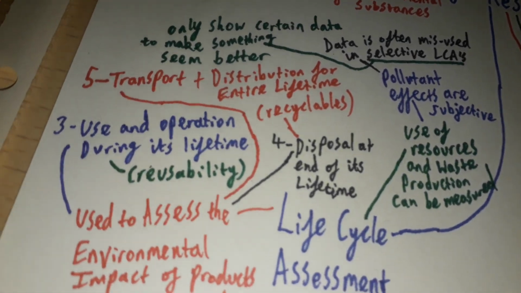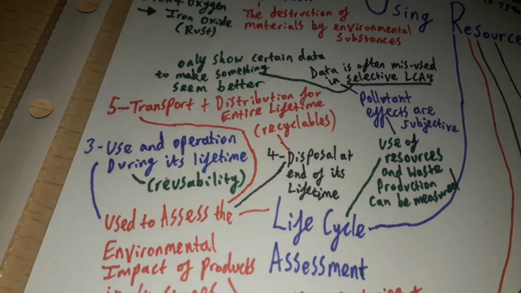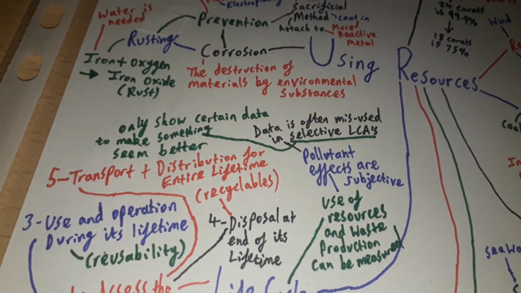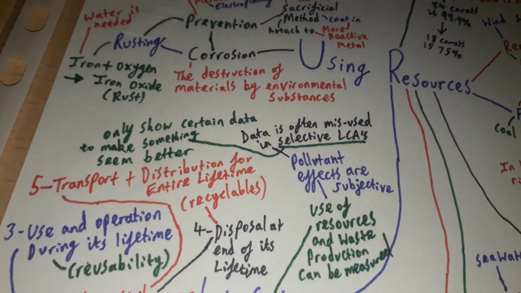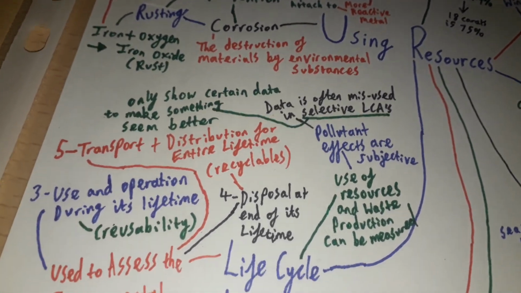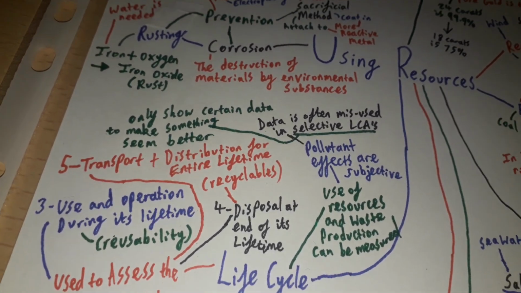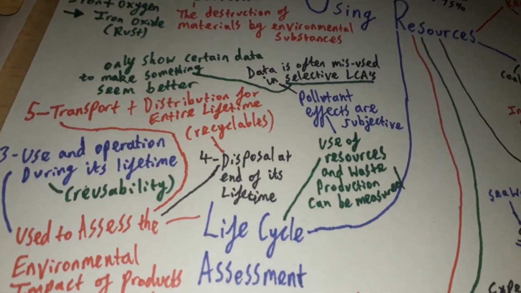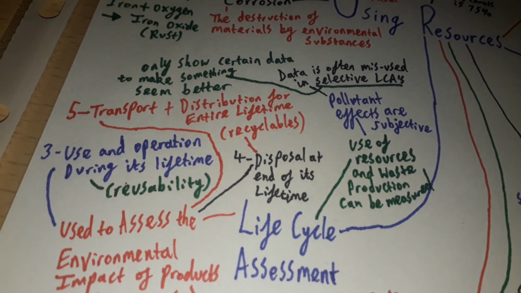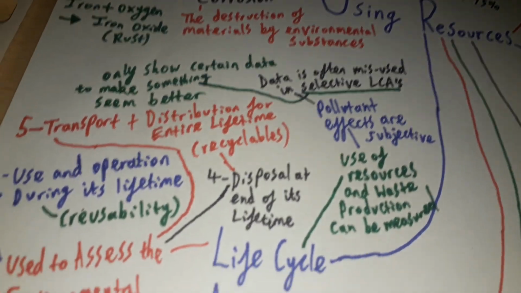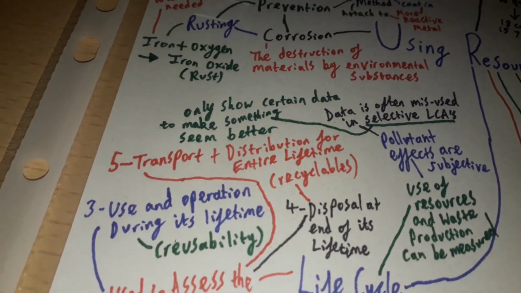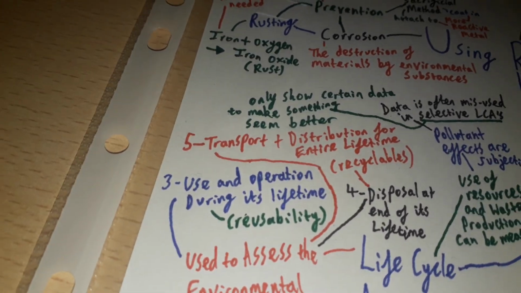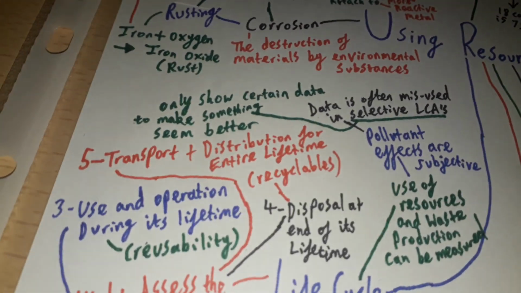And then we've got the use and operation during its lifetime. So this is how it's used, and does that use electricity? This is really important with things like cars where they use up fuels, so that will release a lot of emissions, that sort of thing. Also, a key thing that changes this is reusability. For example, paper bags, for use and operation, well, they're only going to be used once, so they're not very good here. However, plastic bags that can be used multiple times may be considered better for use and operation over their lifetime, as they're reusable.